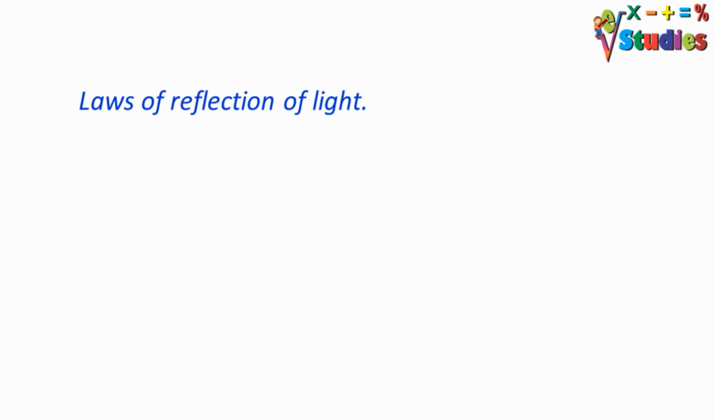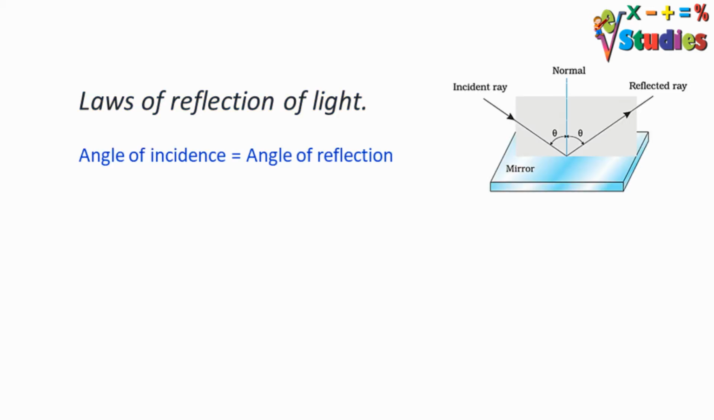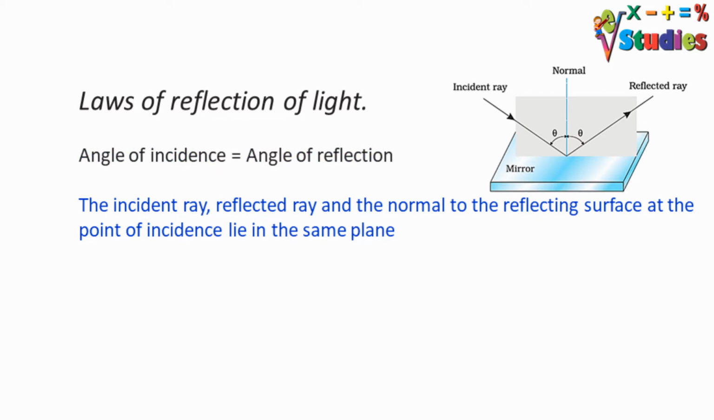Note, students, that mainly in this chapter they have discussed the reflection of light by a spherical mirror. The first law indicates that the angle of incidence is equal to the angle of reflection. So the angle between the reflected ray and the normal is the same as the angle between the incident ray and the normal. The second law indicates that the incident ray, the reflected ray, and the normal to the reflecting surface at the point of incidence lie on the same plane. So they are all on the same plane.